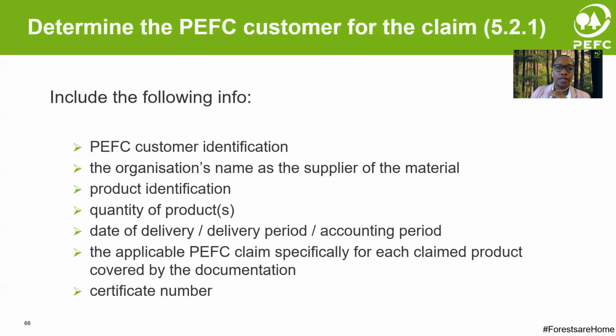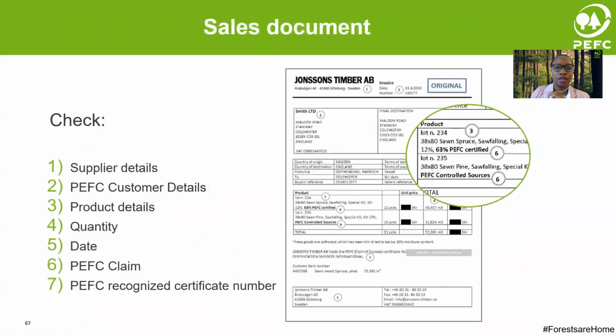So here to determine the PFC customer for the claim, again, you check the identification of the customer, the organization's name as the supplier of the material. So, let's assume you are the company, the identification of the product, the quantity of products, the date of delivery, or the delivery period, like I showed you in the delivery document, the applicable PFC claim, and the certificate number. So this again is another example of the sales document. So what you need to pay attention to are the product details and the different PFC claims and the PFC recognized certificate number as well.